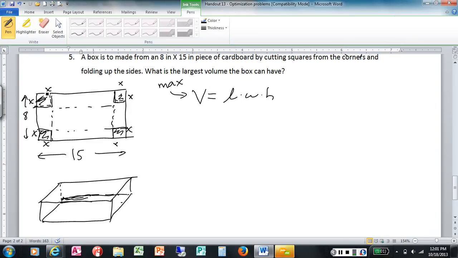How does that relate to my box, though? Well, if you'll notice, this side right here, along the bottom down here, is corresponding to this right here on the figure, isn't it? What would that be? Well, it's not the 15, it's 15 with these x's cut out of it. So it would be from here to here, which would be 15 minus 2x, along the bottom here.